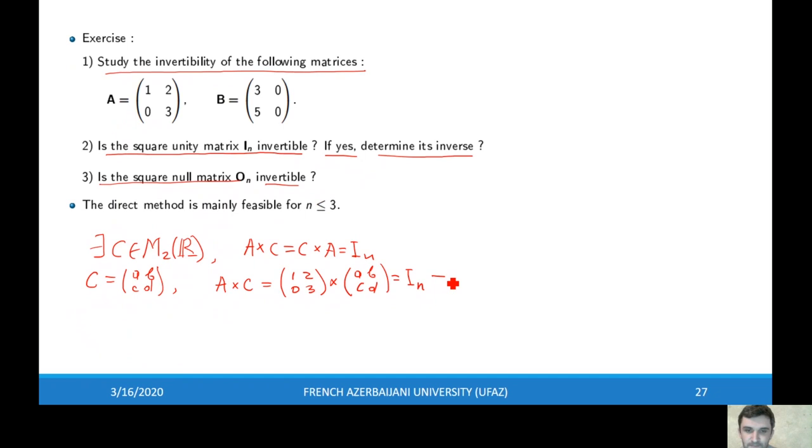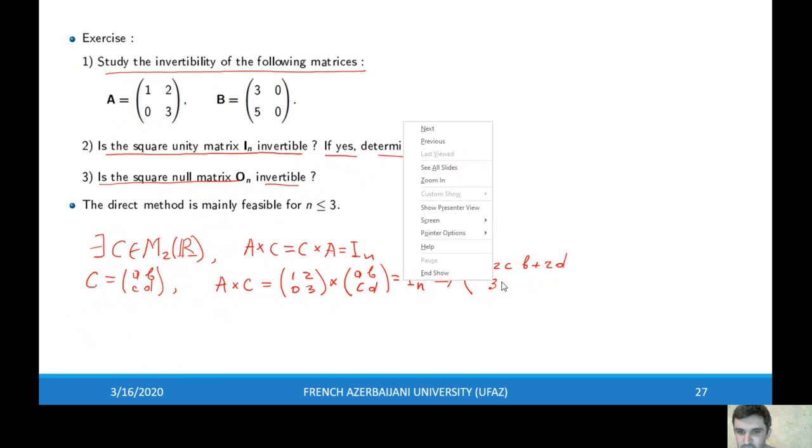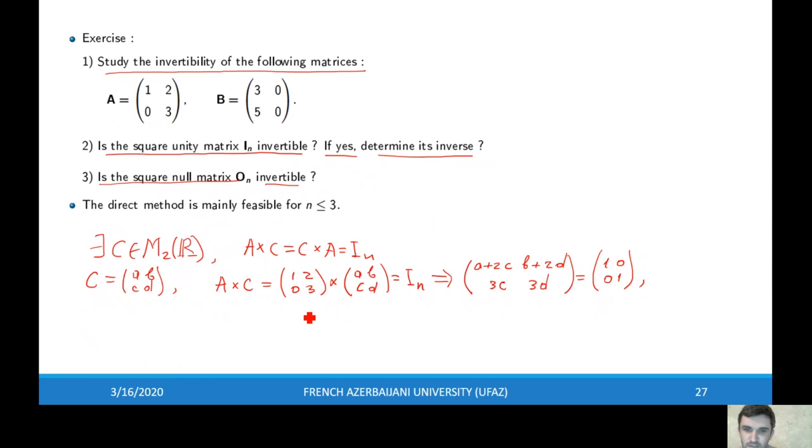From here, you know that it will be [a plus 2c, b plus 2d; 3c, 3d] is equal to [1, 0; 0, 1]. If we solve this one, from here a plus 2c will be 1, b plus 2d is 0, 3c is 0, 3d is 1. From here, a will be 1, c is 0, d is 1 over 3, b is minus 2 over 3.